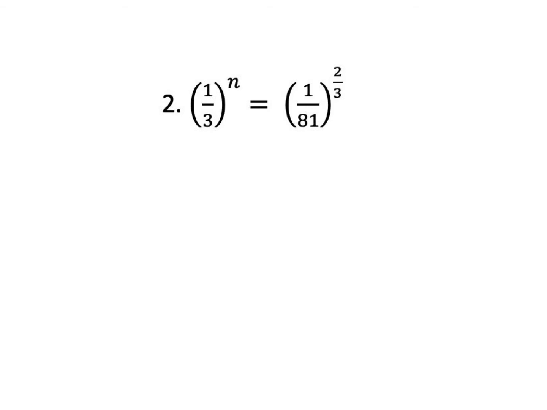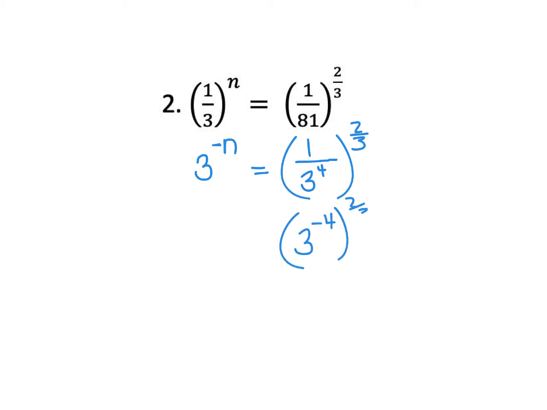My next one, I have 1/3 as a base and 1 over 81. First of all, whenever I have a fraction, my go-to thing is to change it back using a negative exponent. Making this be 3 to the negative first, and then all to the nth power. And 1 over 81 could be 1 over 3 to the 4th, and I still have the 2/3. And then I could make this 3 to the negative 4th to the 2/3, which, power to a power, would be 3 to the negative 8/3.